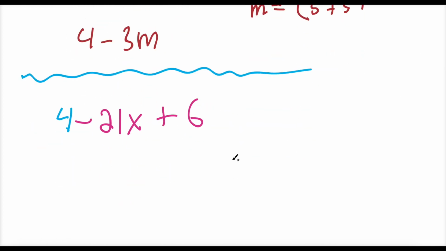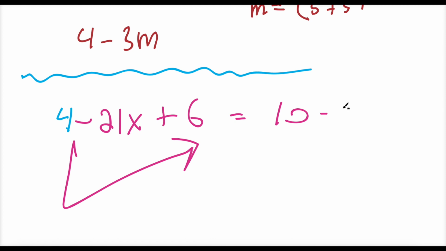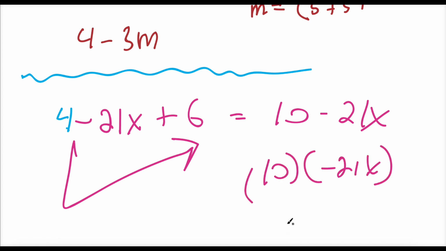Yes. The 4 and the 6. So put them together. Is that a positive 4 or negative 4? It's a positive. Is that a positive 6 or a negative 6? Positive. So put them together, what do you get? 10, minus 21x. Can they talk to each other? No. Can we multiply them to each other? No. We can, actually. What would that be? Negative 2, 10, x. Good.